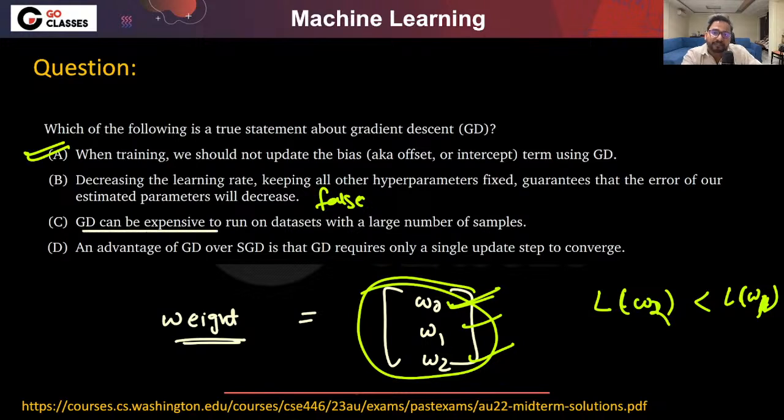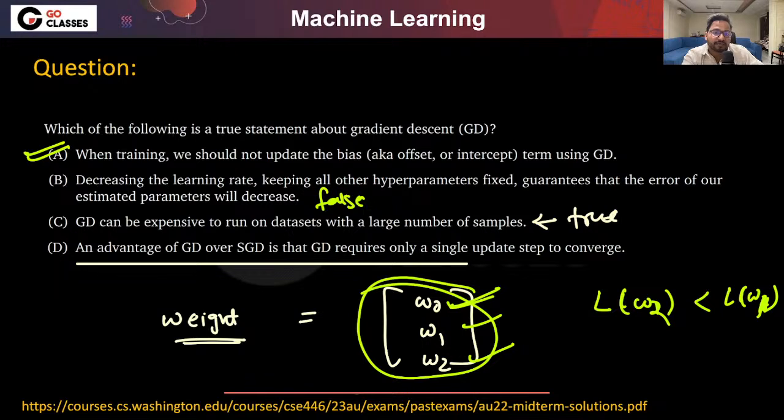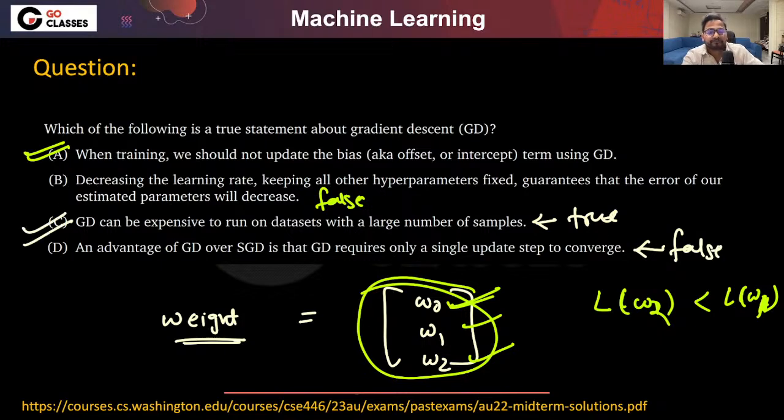Gradient descent can be expensive to run on the dataset with larger number of samples. Yes, that is true. It is expensive. And advantage of gradient descent over SGD is that gradient descent required only a single update to converge. Obviously this is false, not the single update. So A and C are true.